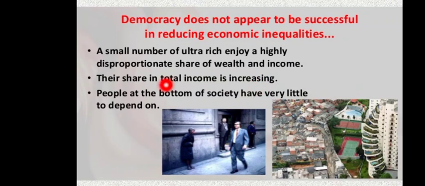is increasing. If you see the third point, people who are at the bottom of the society have very little to depend upon, which means their income has been declining, means their income is not too much. Sometimes they find it difficult to meet their basic needs of life, such as roti, kapda, makan, or food, clothing, shelter, and two more things you can add in the modern era: education and health.